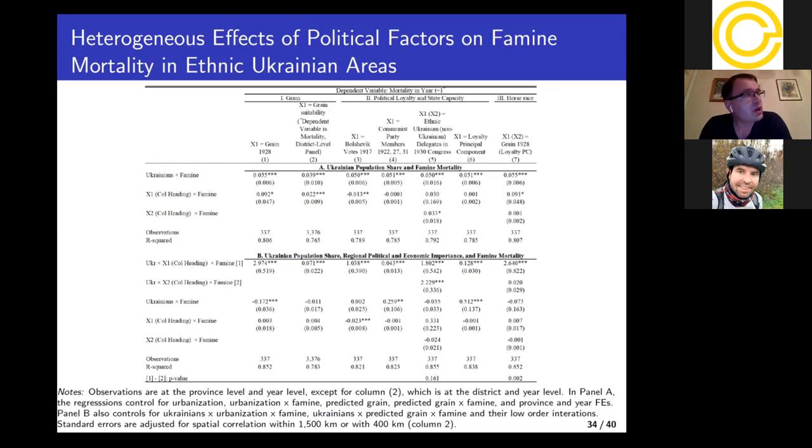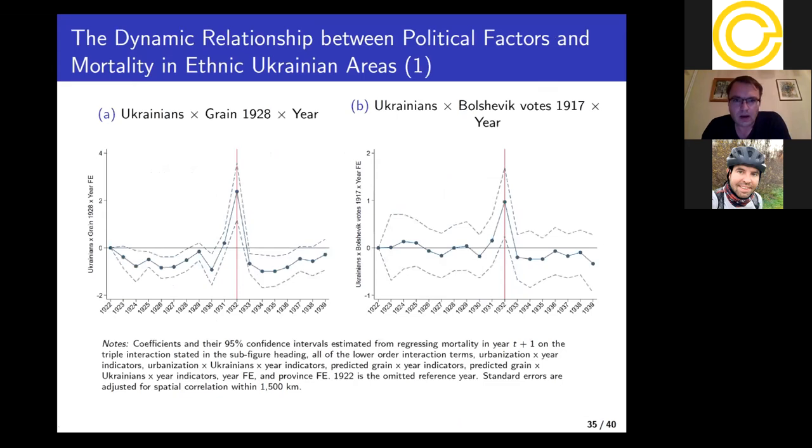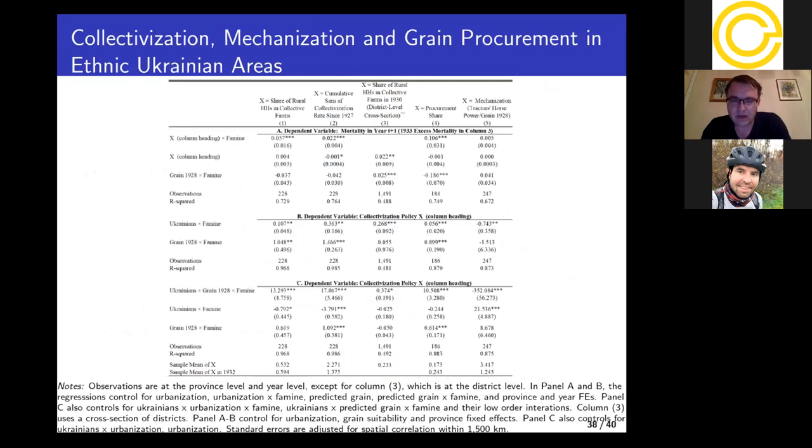Other factors, which were not correlated with grain production before the start of the first 5-year plan, didn't affect famine mortality. I can show you dynamics, but I skip that for the interest of time.